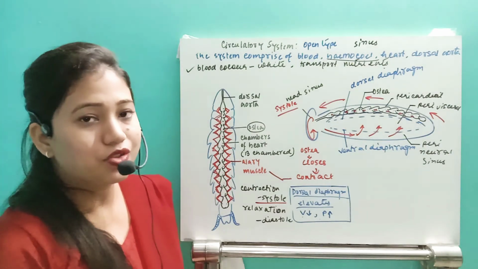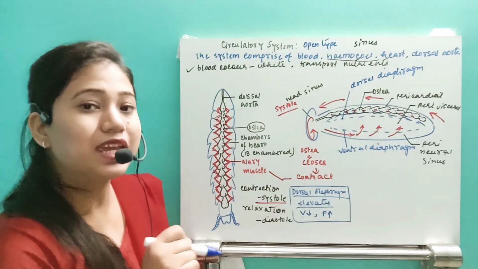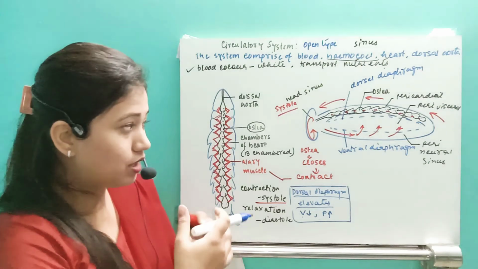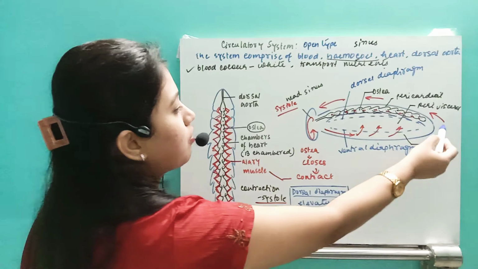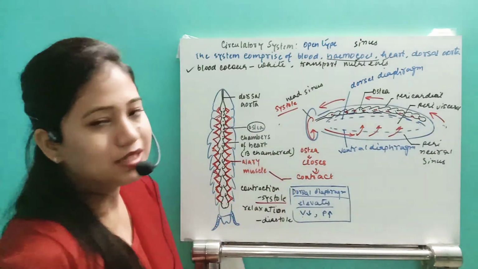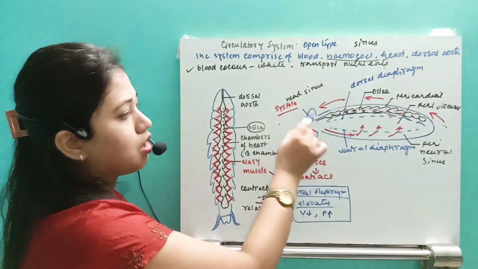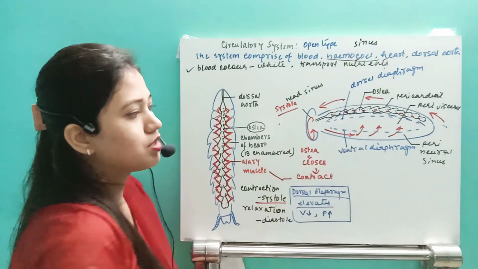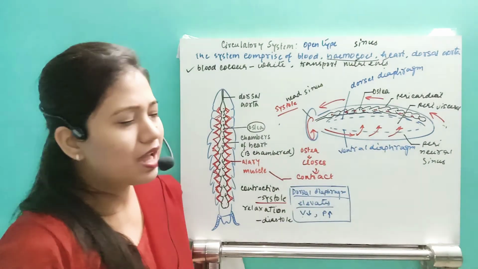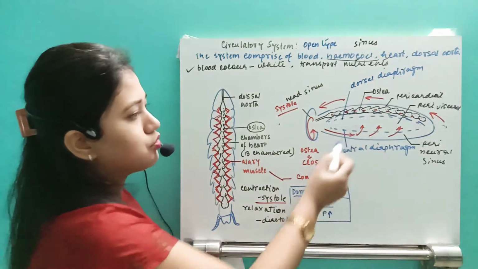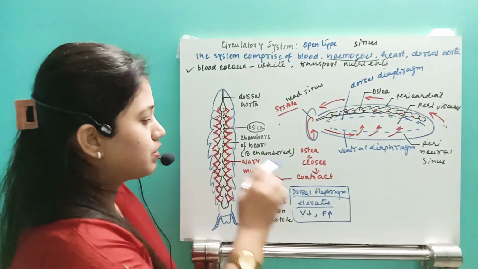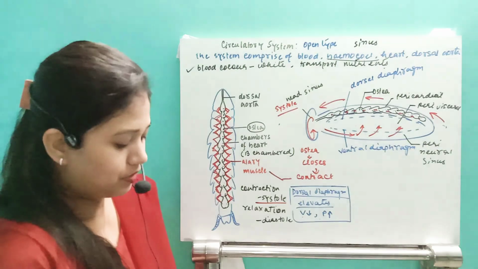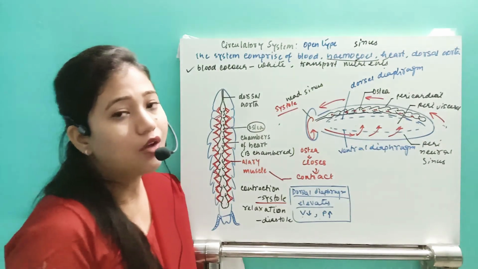At the same time, ostia closes. The blood present inside the heart will be pumped from this posterior region to the anterior region, takes a turn around the head sinus, and goes to the perineural sinus, and some amount of blood will also move to the perivisceral sinus. This way, systole is completed. After that, how will diastole occur?